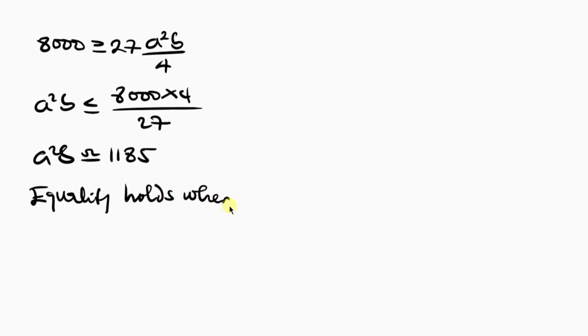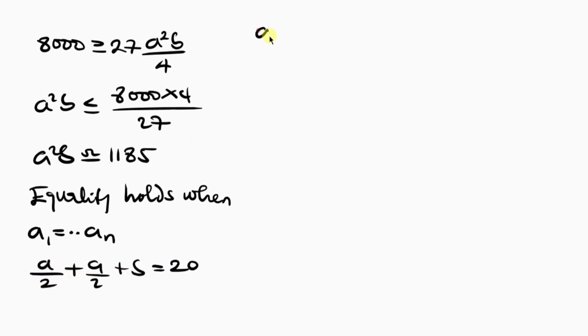And for the AM-GM inequality, equality holds when the numbers, let's say a1 is equal to a2, a3 up to an. That means we're trying to say that a over 2 plus a over 2 plus b, which we did the other time, equals 20. We're trying to say that these numbers are all equal. That means a over 2 is equal to b. And when we cross multiply, we find out that a will be equal to 2b.